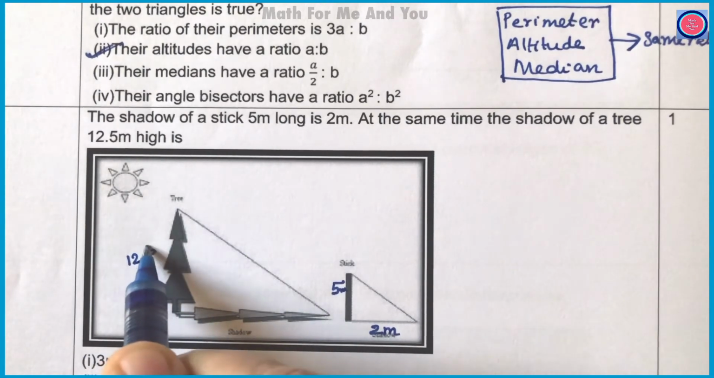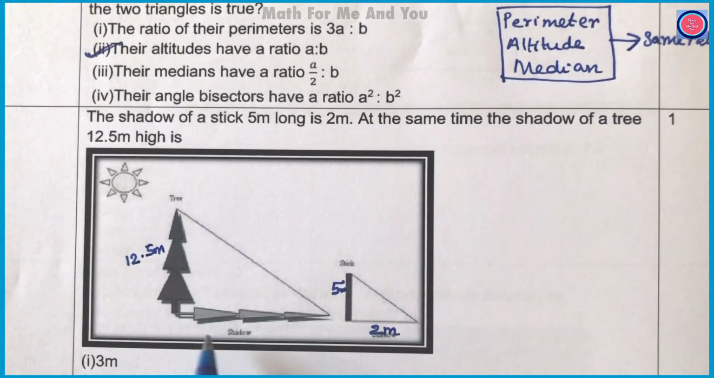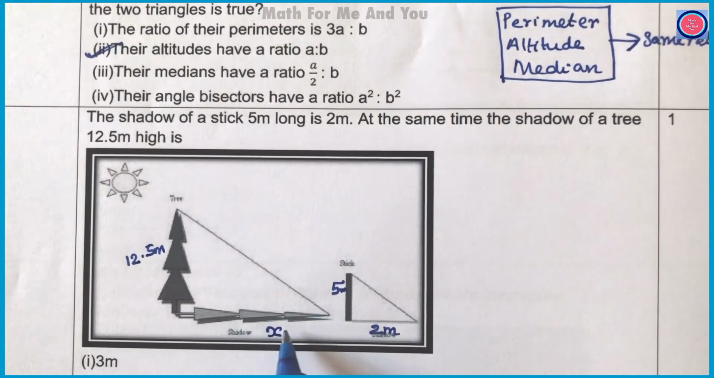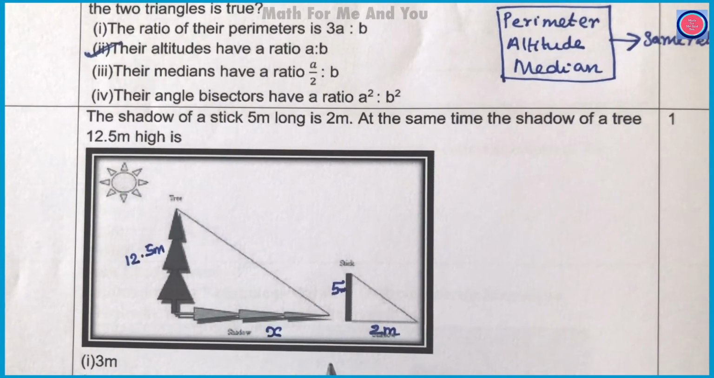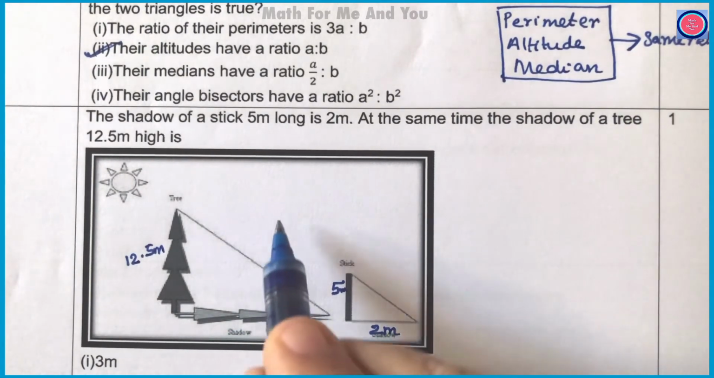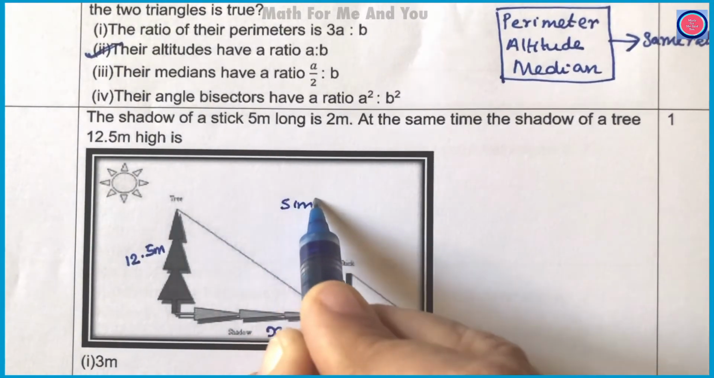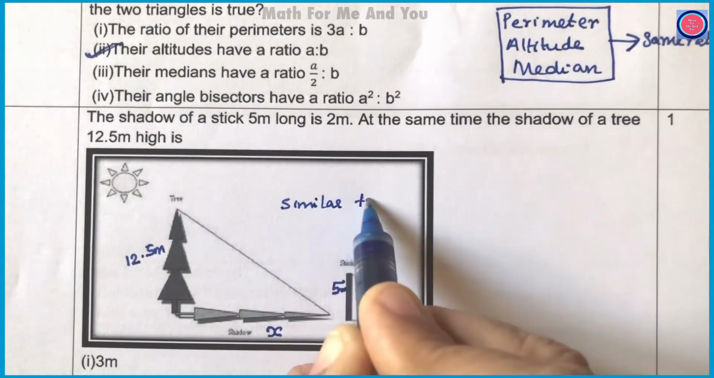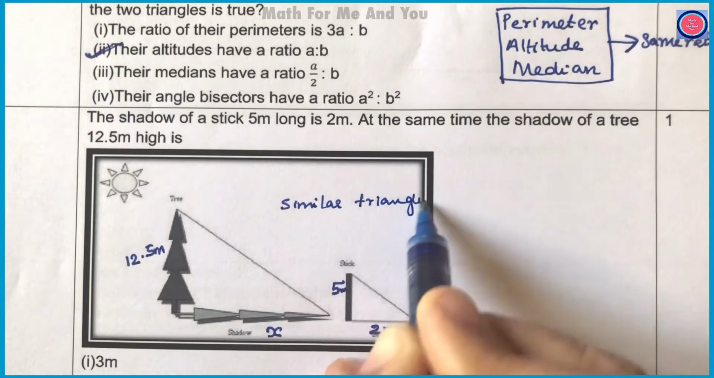We have to check whether the units are the same or not. What is the shadow of the tree? This we have to calculate. Look at the picture. You can see two triangles, and both are what type of triangles? They are similar triangles. Now we can write the ratio of their corresponding sides. We know the ratios are equal.